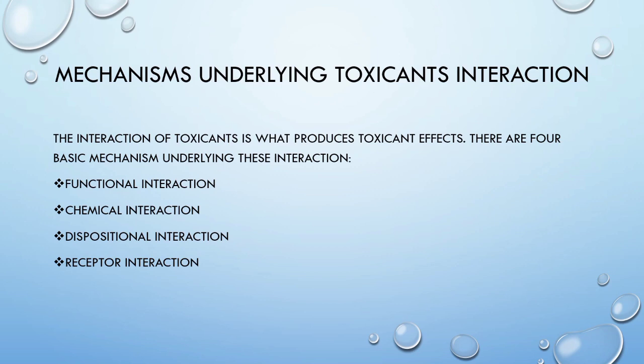Now the next one we have is dispositional interaction. This is when one chemical affects the disposition of another chemical. Disposition here means like inherent or normal. So here one chemical is affecting the normal handling of another chemical, and we are mainly considering the metabolism. So one chemical affects the metabolism of another chemical in the body. Under potentiation we talked about disulfiram and alcohol, how disulfiram inhibits the metabolism or detoxification of alcohol.